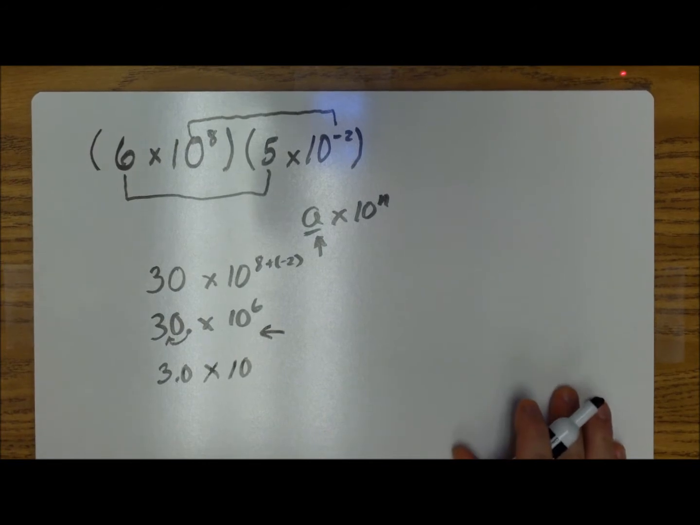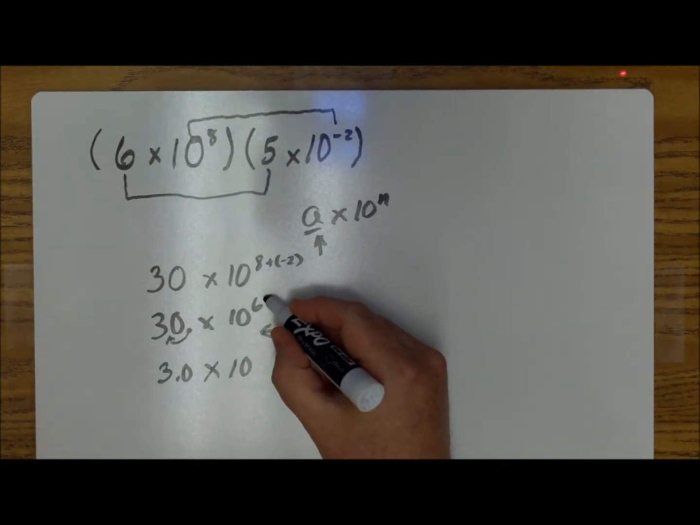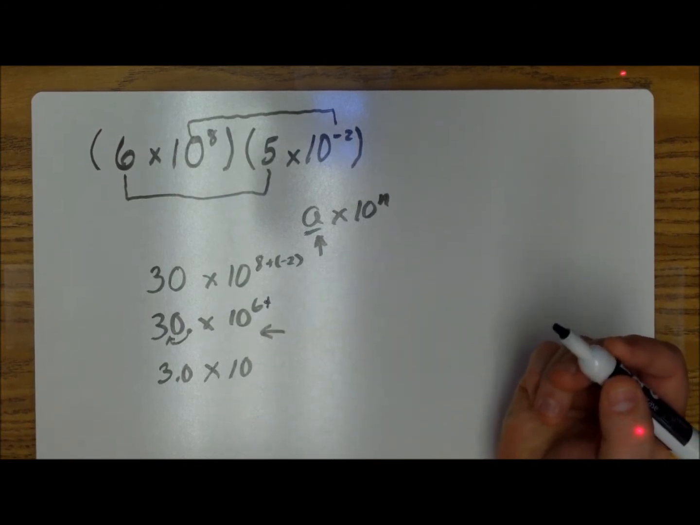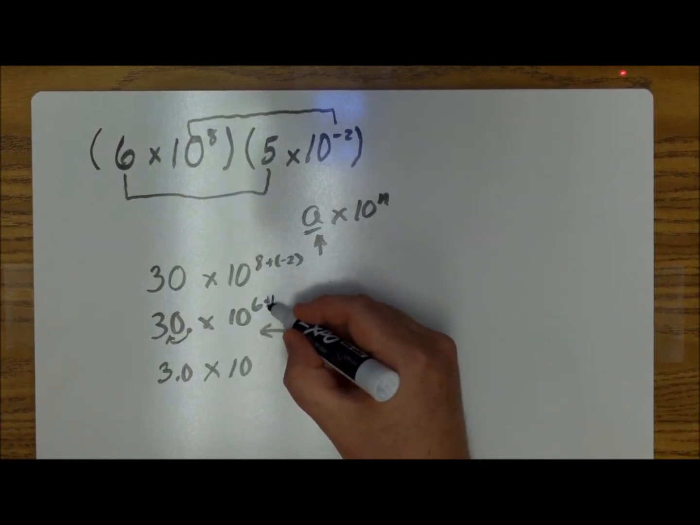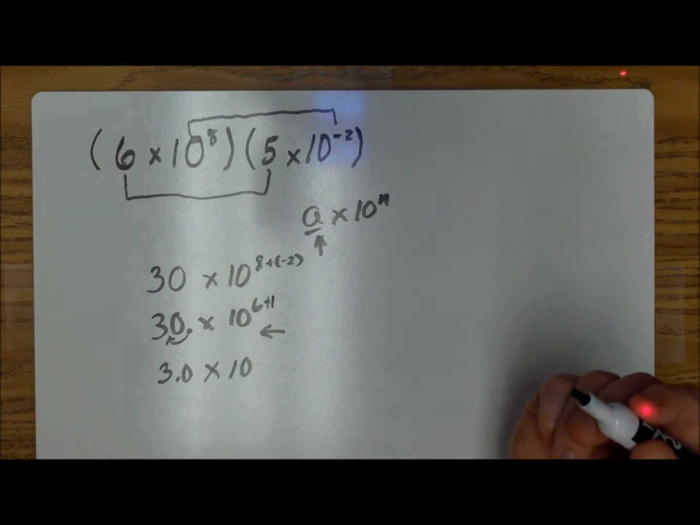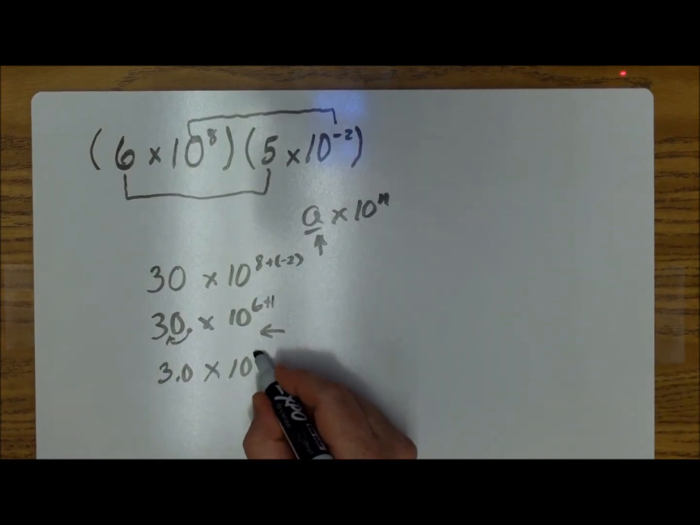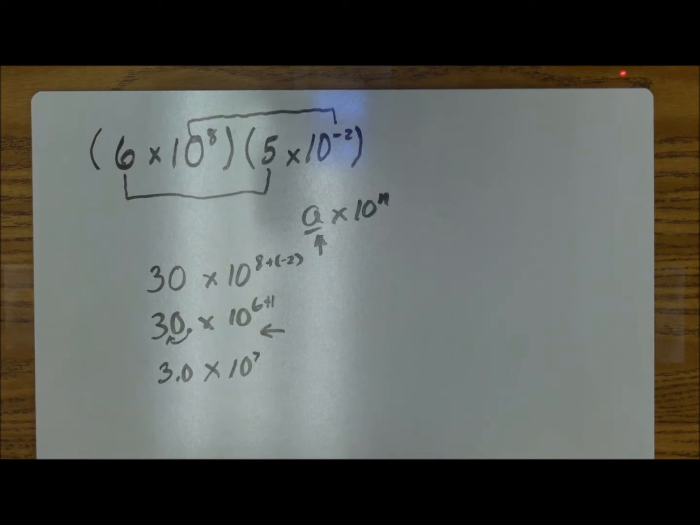And our rules say whenever we move our decimal to the left, we're going to add to our exponent. So since I moved it one place to the left, I'm going to add 1. And that ends up giving us 6 plus 1, which would be 7th power. So 6 times 10 to the 8th multiplied by 5 times 10 to the negative 2 ends up in 3, or 3.0 times 10 to the 7th power.